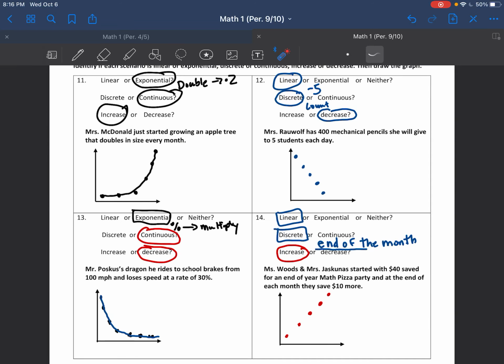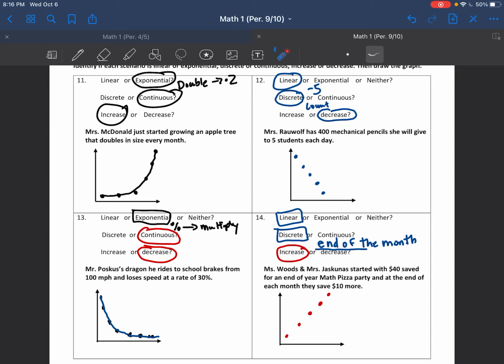11, Miss McDonald just started growing an apple tree that doubles in size every month. Exponential because double means multiply by 2. Continuous because you're growing a tree. It's increasing because it's growing in size. Here's what a graph would look like for that. Curved, connected, and going up.